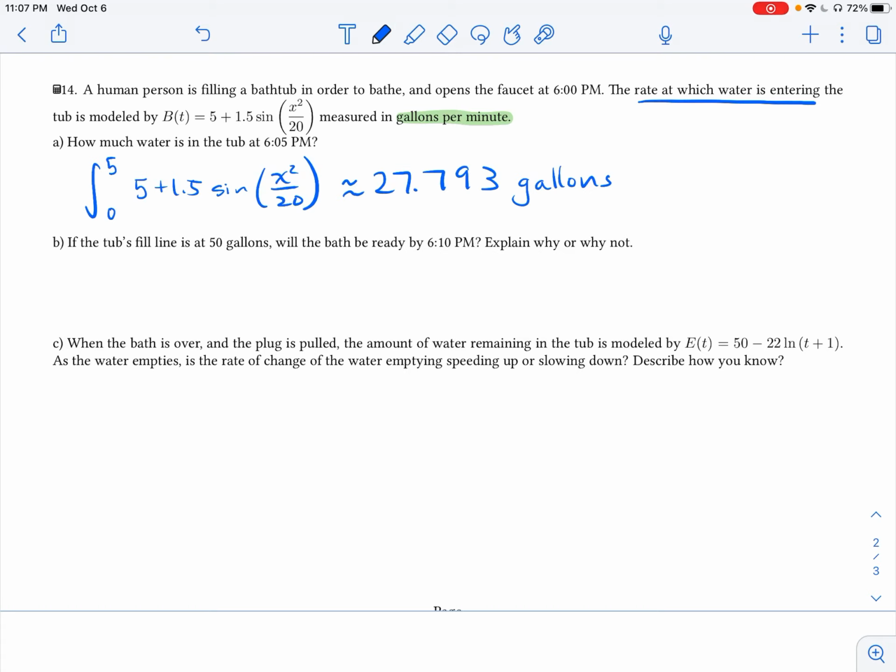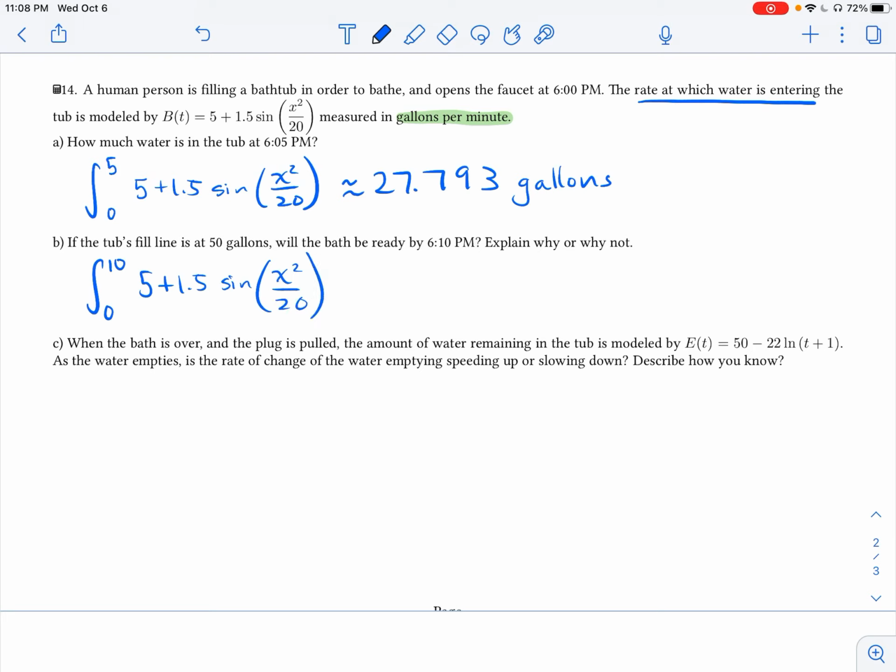Part B. If the tub's fill line is at 50 gallons, will the bath be ready by 6:10 p.m.? Explain why or why not. Well, we're basically asking ourselves how much water is going to be in the tub after 10 minutes have passed, and will there be enough water to meet that 50-gallon mark? Let's look at that. From 0 to 10, I'm going to integrate the same function, 5 plus 1.5 sine of x squared over 20.